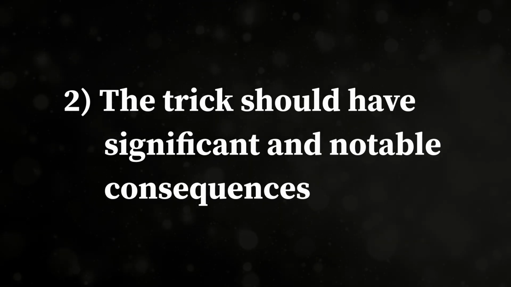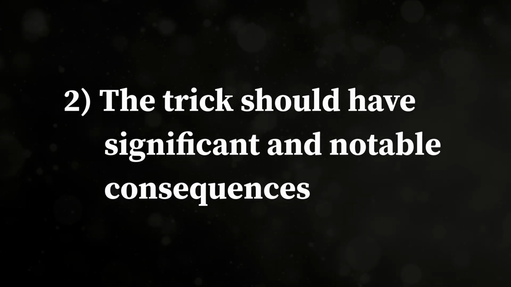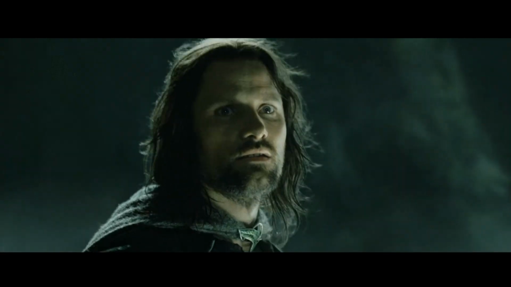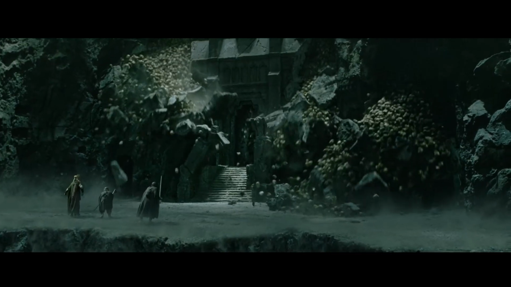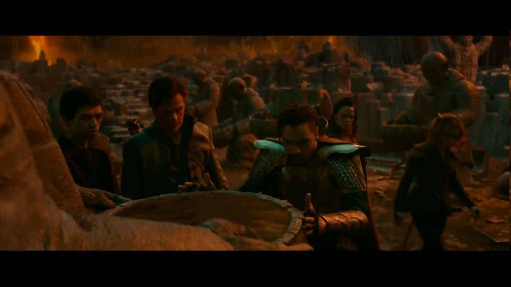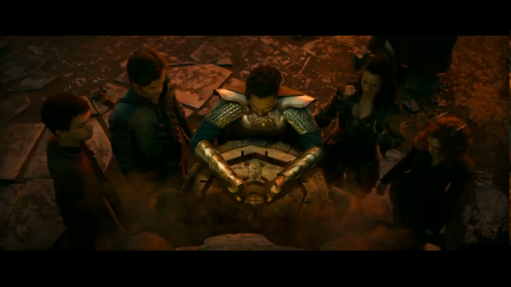That brings us to the second element of a good trick, which is it should have significant and notable consequences. When the players make their choice, they want to see the impact on the game. That means when the players are interacting with their trick, you need to show them some sort of outcome. Of course, the outcome can be good or bad depending on how they've manipulated the trick to their own benefit.